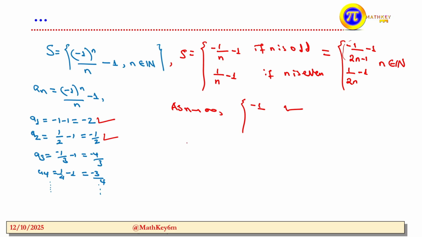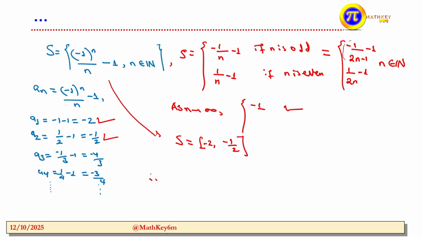Therefore, when we observe this, which one is the least? The least is -2. Which one is the highest? The highest is -1/2. So the set S lies in the interval including -2 and including -1/2. The other values lie in between: -4/3 is -1.33, it lies between them. -3/4, that is -0.75, lies in between. -1 also lies in between.